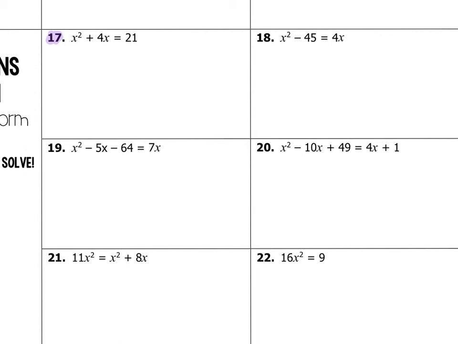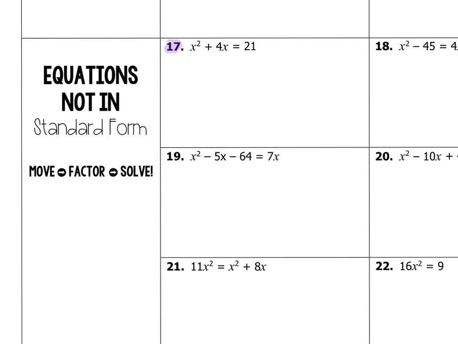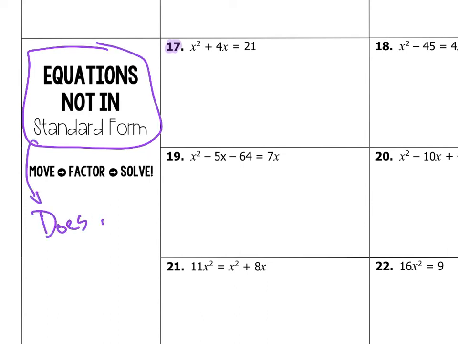In 18, I have x squared minus 45 equals 4x. None of these equations equal 0. And so notice what we have. These are equations not in standard form. Standard form, for anyone who's wondering, is usually when the equation equals 0. So basically, when we say not in standard form, we mean does not equal 0. All right? So the only thing that's really different about these is that we're going to have to move something to the other side, then factor, then solve.